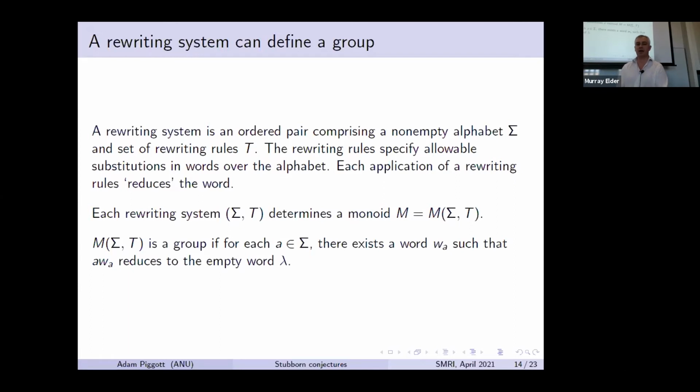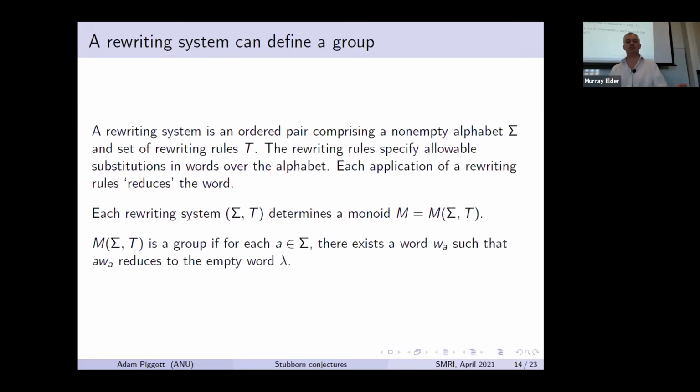Rewriting rules specify allowable substitutions. And the language we use is each application of a rewriting rule reduces the word, which wouldn't be a great use of language if it's making the word more complicated in some way, like replacing A by B, C, D or something. But nevertheless, that's common terminology. And then each rewriting system determines a monoid, and sometimes your monoid is a group. When is it a group?